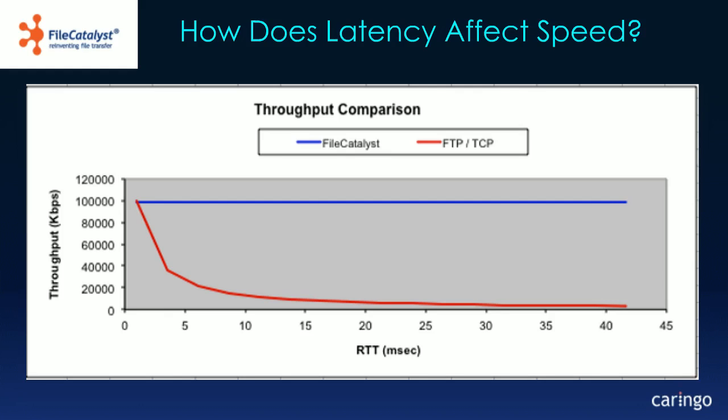If you look at about 100 megabits, at around the 0 to 1 millisecond, 2 millisecond mark, you can see a degradation in FTP, but not a huge degradation. However, as the latency increases, you go to 35 milliseconds, 40 milliseconds, you'll see FTP plummet. Whereas with FileCatalyst, we're maintaining that straight line right across the 100 megabits, guaranteeing you full line speed.